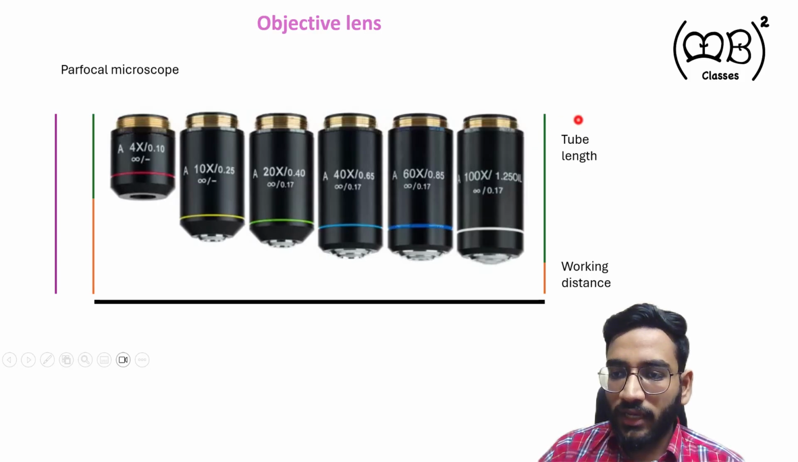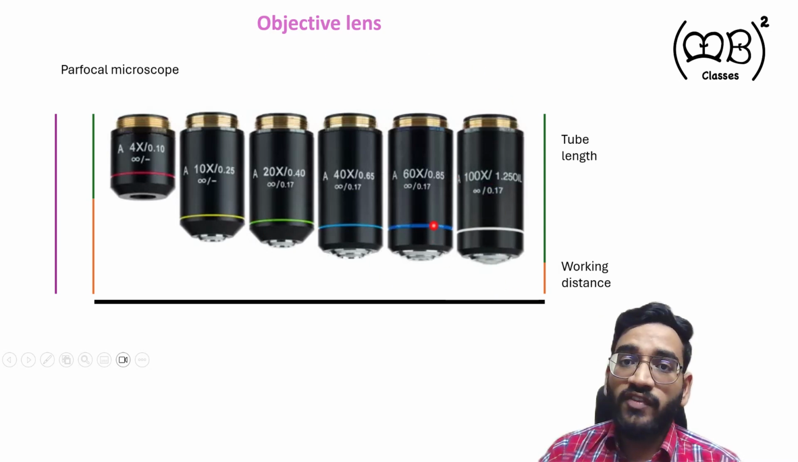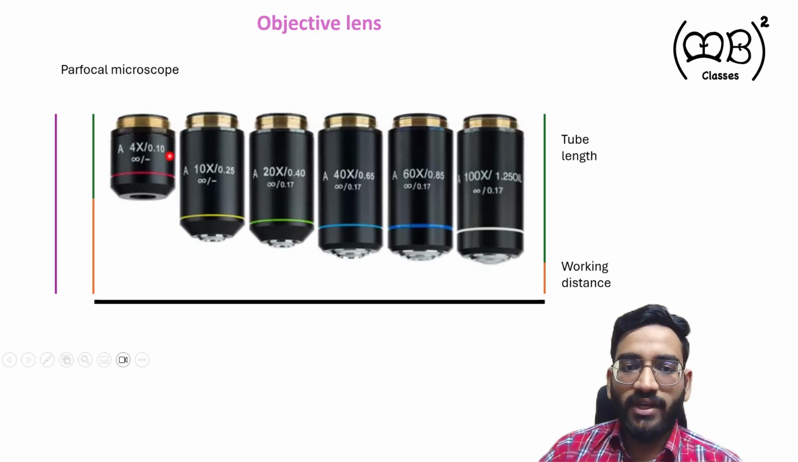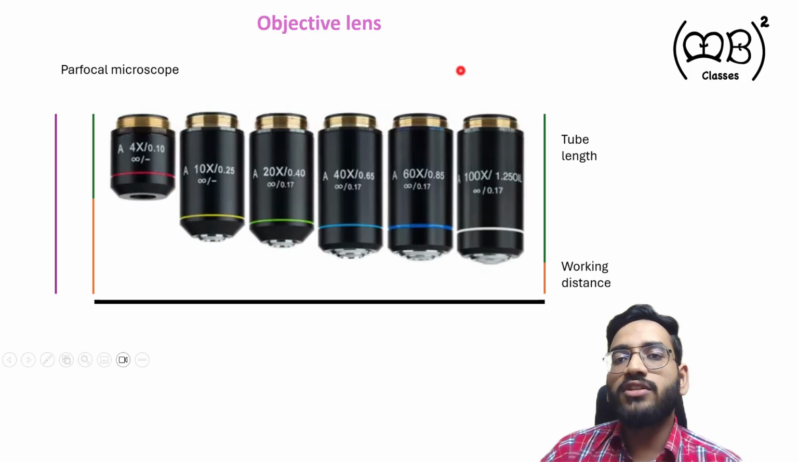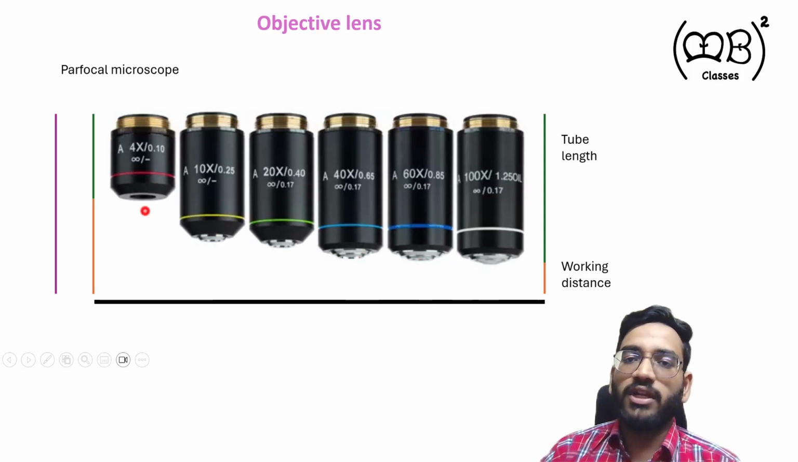The increased tube length is proportional to decreasing working distance, so that the distance between the nose piece and the specimen always remains the same. So what is the benefit of that? The advantage is that if you focus a specimen under 10x, you don't have to focus it again on 100x. The working distance will automatically change according to the lenses.